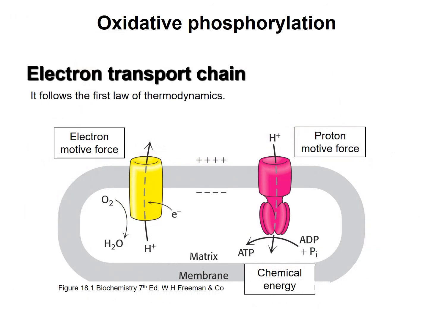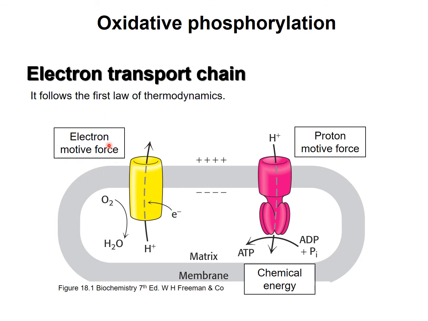Here you have the working principle of the electron transport chain, which follows the first law of thermodynamics, and it mentions that energy cannot be created nor destroyed, but it can be transferred from one form to another. So to generate ATP, where is the source of energy coming from? Well, they're coming from the flowing electrons in the form of electron motive force.